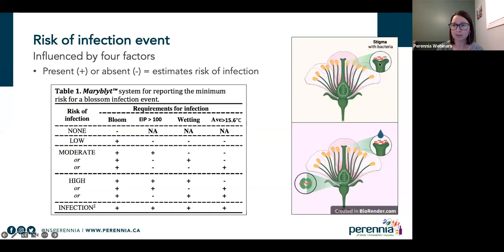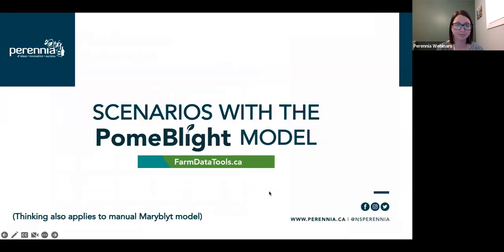So just a quick summary here: bacteria on the stigma, on an open flower, reproduction, that's then washing the bacteria down into the base of the flower, into the pore. Okay, so that is the main biology I wanted to cover up front before we start looking at some of these scenarios.